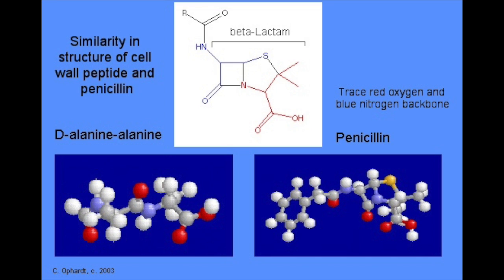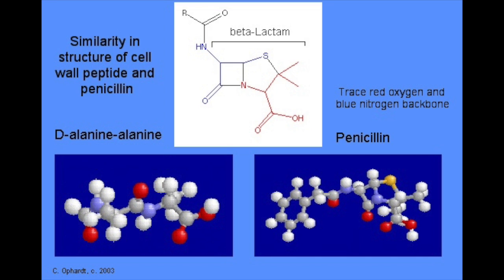The structure of penicillin resembles the terminal D-alanyl D-alanine, which is found on the peptide side chain of the peptidoglycan subunit. As you can see, the structural similarities are presented on the slide. The structural similarities block the enzyme which catalyzes the transpeptidation reaction that forms the peptidoglycan cross-links.